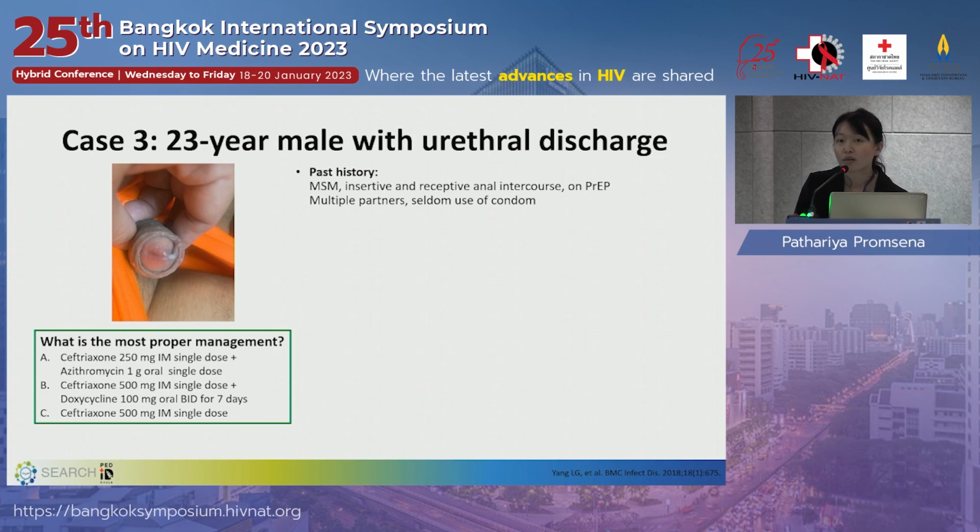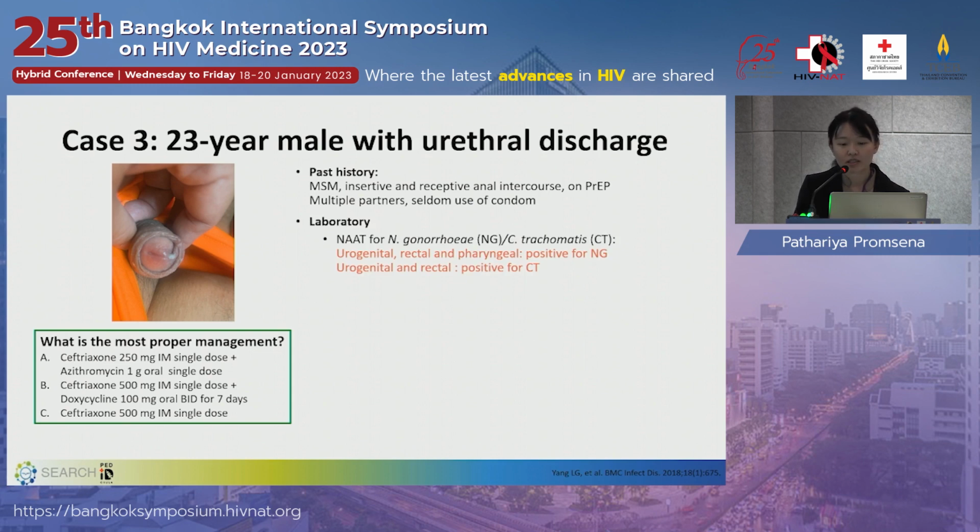What is the most proper management for this patient? Choose A, ceftriaxone 200 milligram plus azithromycin? Please raise your hand. Or B, ceftriaxone 500 milligram plus doxycycline for 7 days. Okay, most of you choose B. Okay, let's see the progression of the case.